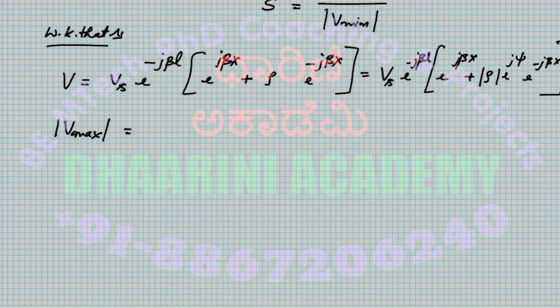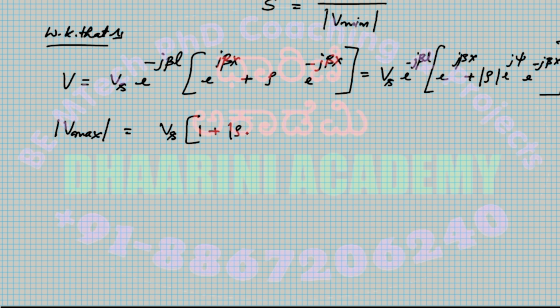Correct? So the maximum point is possible whenever I have, let me try to write this. There is a Vs, which is definitely no problem. It's a magnitude term and it is positive. Now, what is the magnitude here? Magnitude of e to the power j beta x is 1. So open a bracket, write 1 there because that's the magnitude. 1 plus, yes, the magnitude of rho. So this is the maximum value which it can attain. Right? So that's V max.